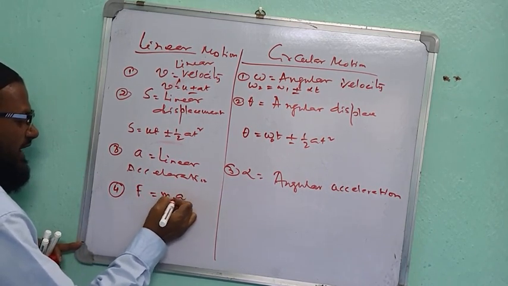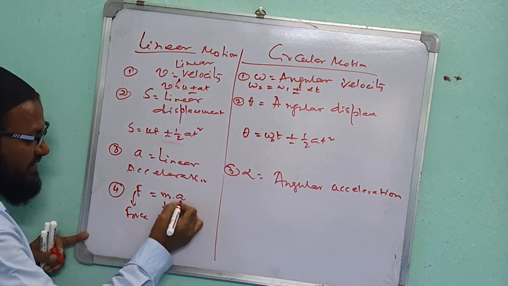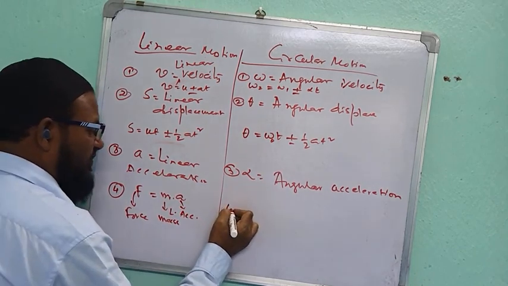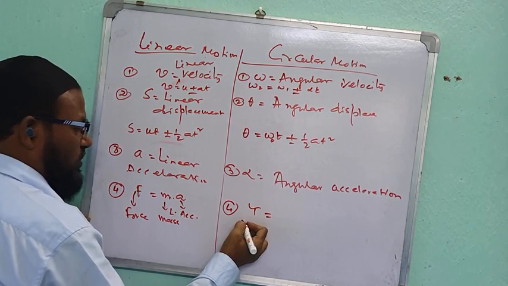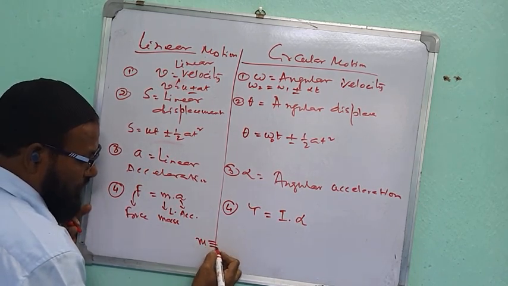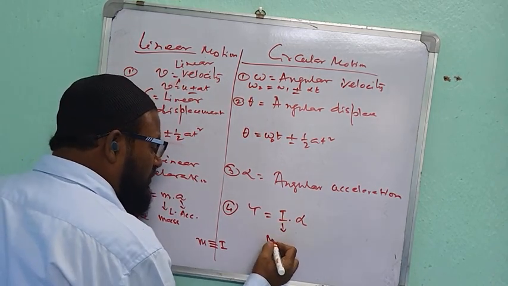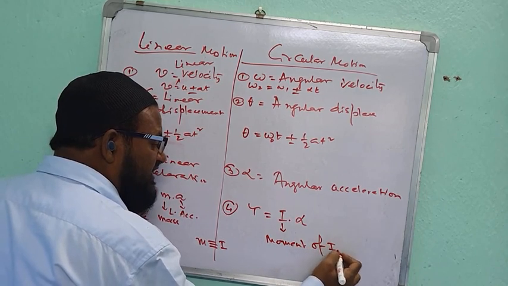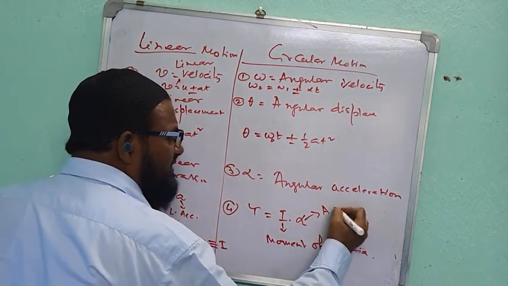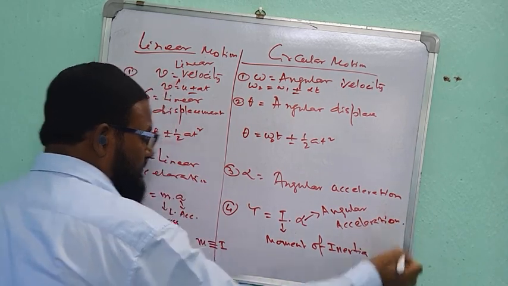Here, F equal to m into a, force. This is the force, this is the mass, this is the linear acceleration. In this case, tau, torque, equal to I into alpha. Here m compared to angular motion, mass corresponds to I. What is the name of I? Moment of inertia. This is very, very important. And this is angular acceleration. Okay, next thing.